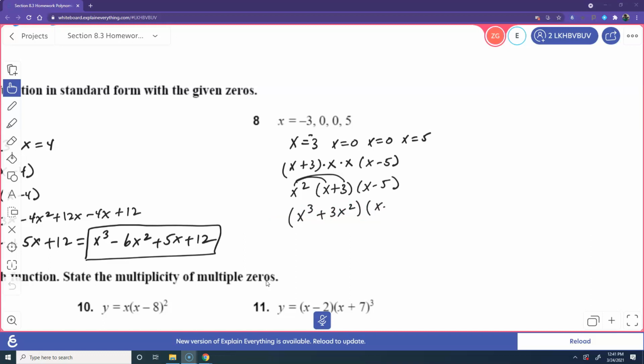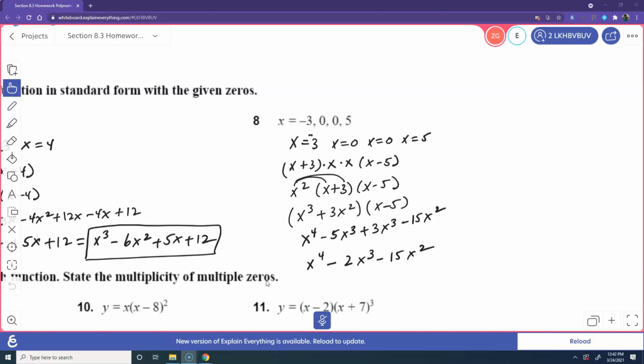And then we're going to multiply times x minus 5. So we have x cubed times x gives you x to the 4th. X cubed times negative 5 gives you negative 5x cubed. 3x squared times x gives you positive 3x cubed. 3x squared times negative 5 gives you negative 15x squared. So you have x to the 4th minus 2x cubed minus 15x squared.